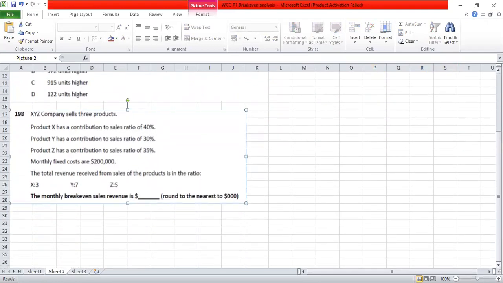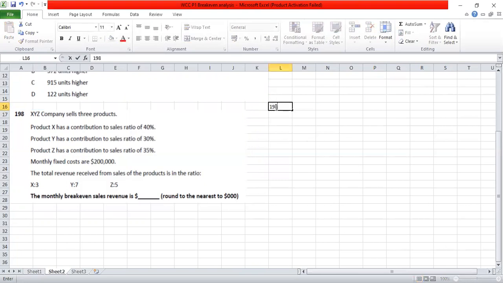XYZ company sells 3 products. Product X has a contribution to sales ratio of 40%, Y has a ratio of 30%, Z is 35%. Monthly fixed costs are 200,000. Total sales revenue of the products is in the ratio of 3 is to 7 is to 5. The monthly break-even sales revenue. I think you can do it. Quickly present it, because it is fixed cost divided by weighted average contribution margin ratio. Contribution to sales ratio is already given. So I think we can quickly present it, 198.